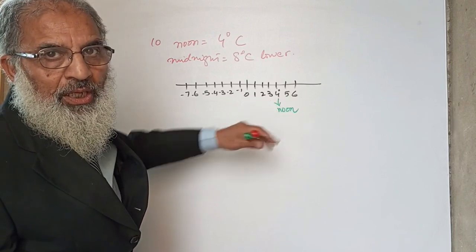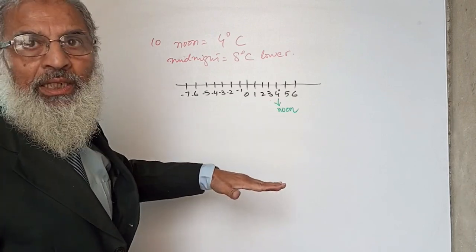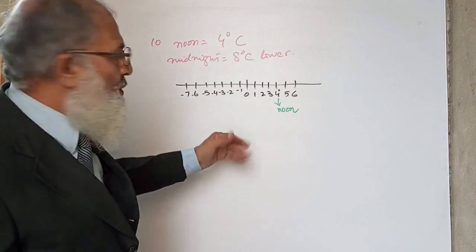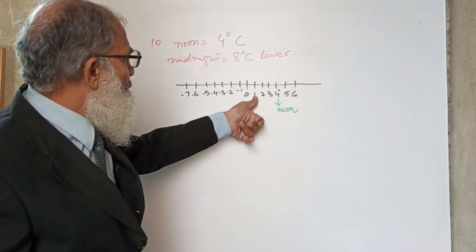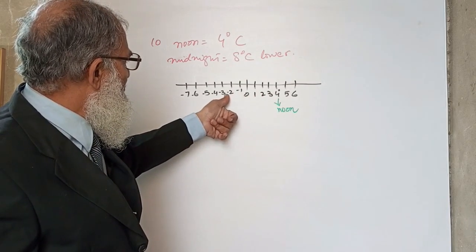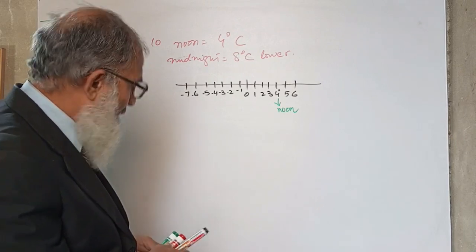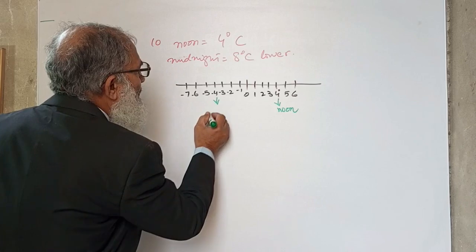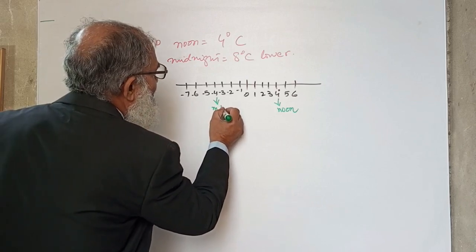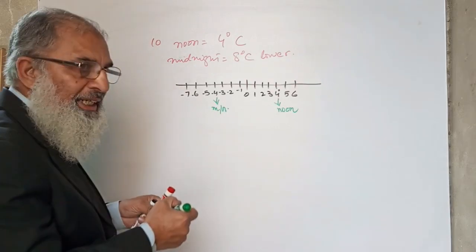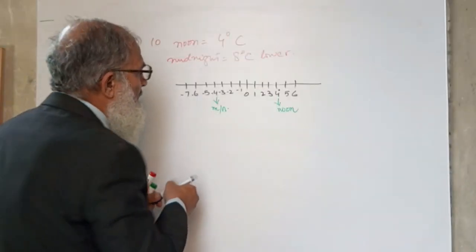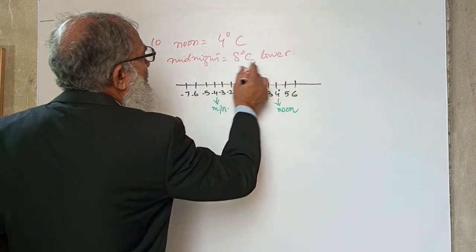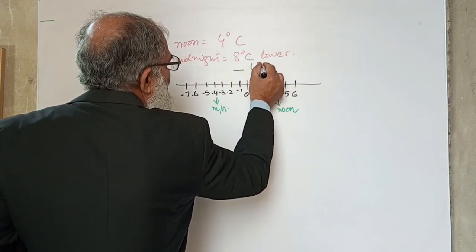Now we keep on counting 8 degrees from right to left. 1, 2, 3, 4, 5, 6, 7, 8. So we come over here, and this is our midnight temperature. Now what is the midnight temperature? -4 degrees centigrade.